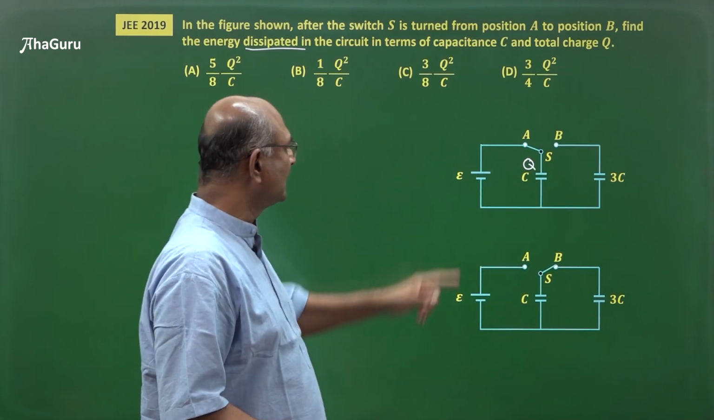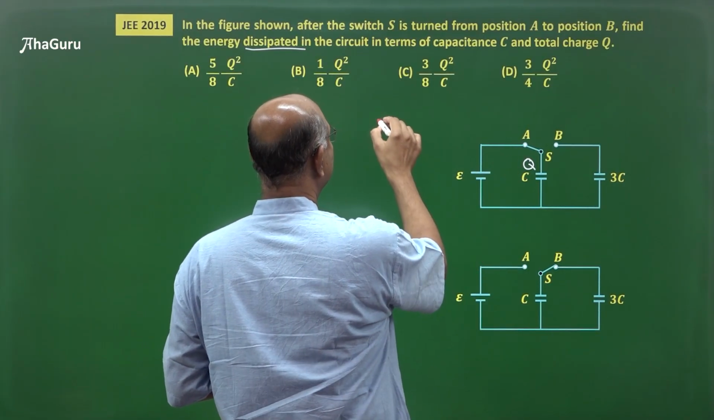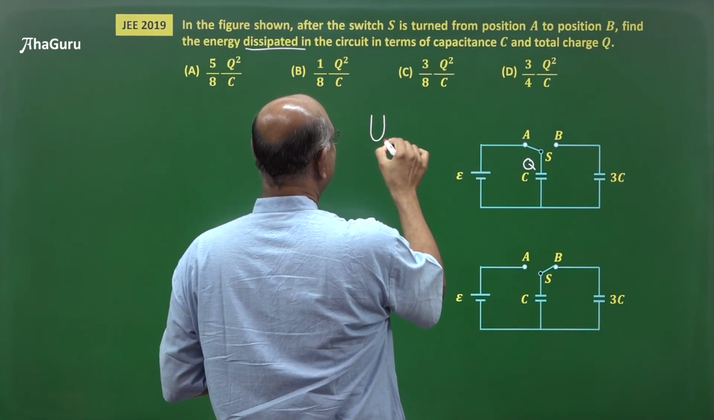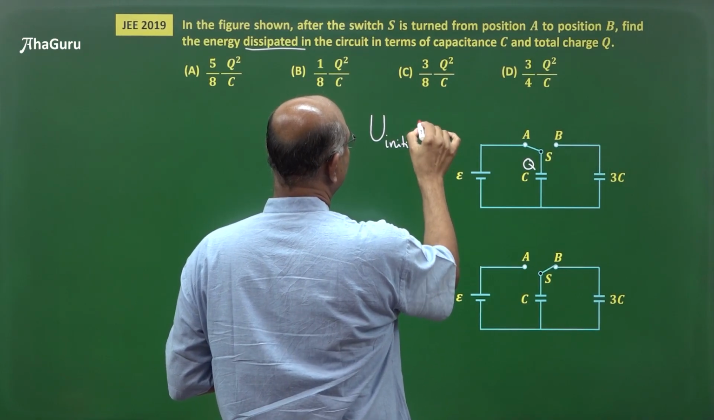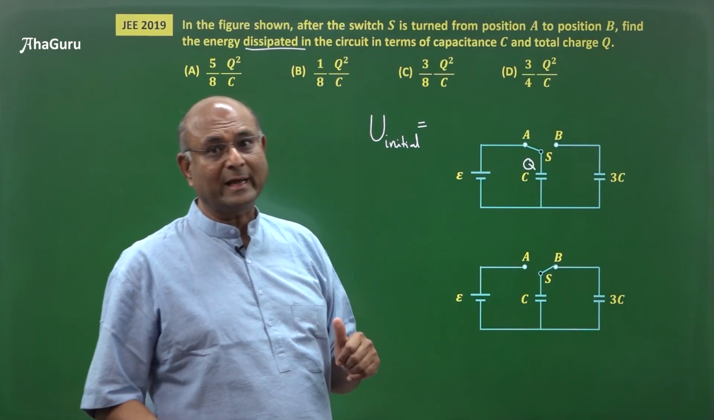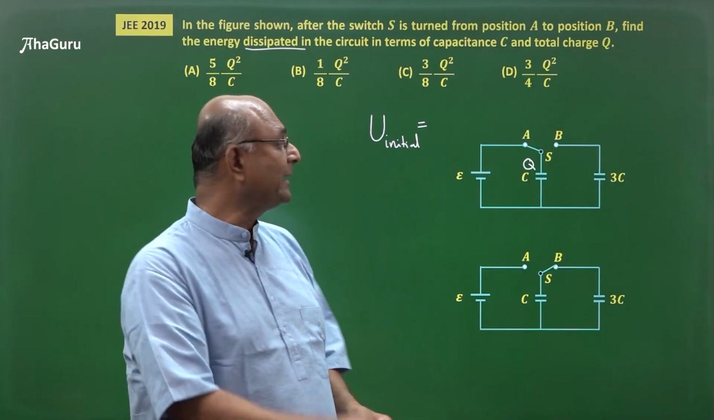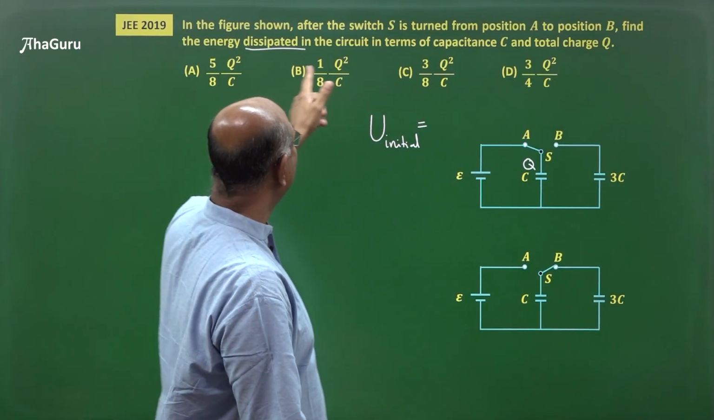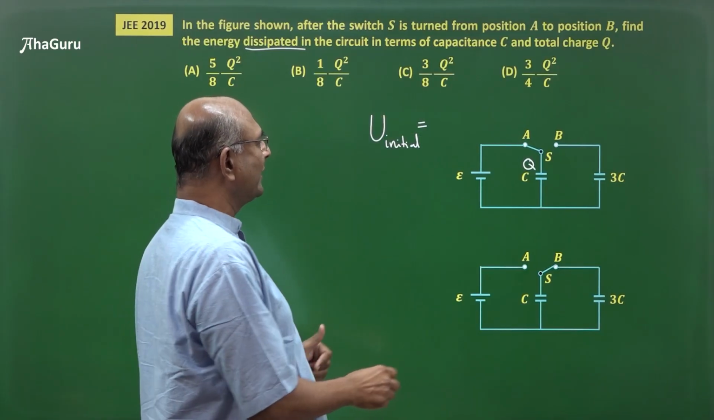How much would be the charge? C into E. But I'm not interested in this. I'm going to say U initial. What is the energy initial? You know the formula for the energy stored in a capacitor. How much is it? Half CV square or Q square by 2C. If this is Q, and anyway all the answers are looking at Q square by C kind of form. So Q square by 2C.